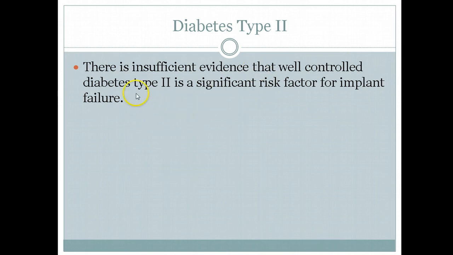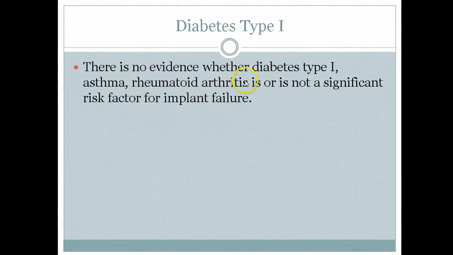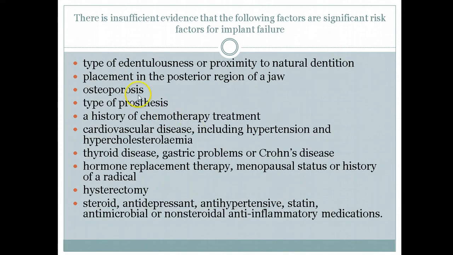Diabetes type 2. We talked about how there's insufficient evidence that well-controlled type 2 diabetes is a significant risk factor. We also talked about how, if it's not controlled, there was some evidence of significantly higher implant failure. There is no evidence whether diabetes type 1, asthma, or rheumatoid arthritis is or is not a significant risk factor, because of the lack of numbers and the type of studies that were done. In general, there is insufficient evidence that the following factors are significant risk factors for implant failure. So you could be pretty safe about these.